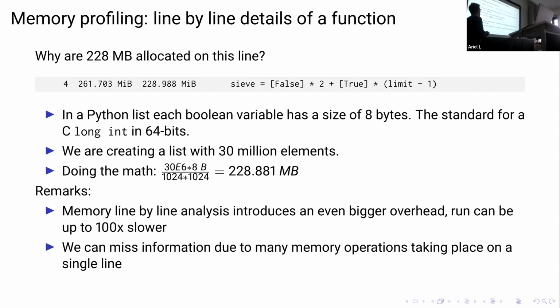So it's actually a bit excessive, but given the dynamically typed approach that Python has for its variables, it will by default, even if it's a Boolean, eat 8 bytes for each Boolean. So we are creating in memory 30 million elements of 8 bytes each. If we do the math, dividing to go to kilo and to mega, we get almost exactly that amount of memory: 228 megabytes.